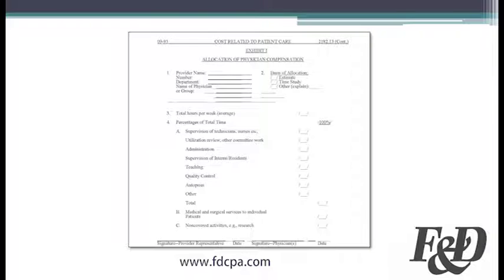Indicate the name of each physician or the name of the physician group if there is an agreement between the head of the physician group and the hospital, and the allocation agreement is a departmental allocation agreement, i.e. it applies to all physicians in the department. On line 2, indicate the basis for the allocation agreement, whether it is based on an estimate, time studies, or other factors. On line 3, indicate the total actual hours that the physician or physician group works per week.